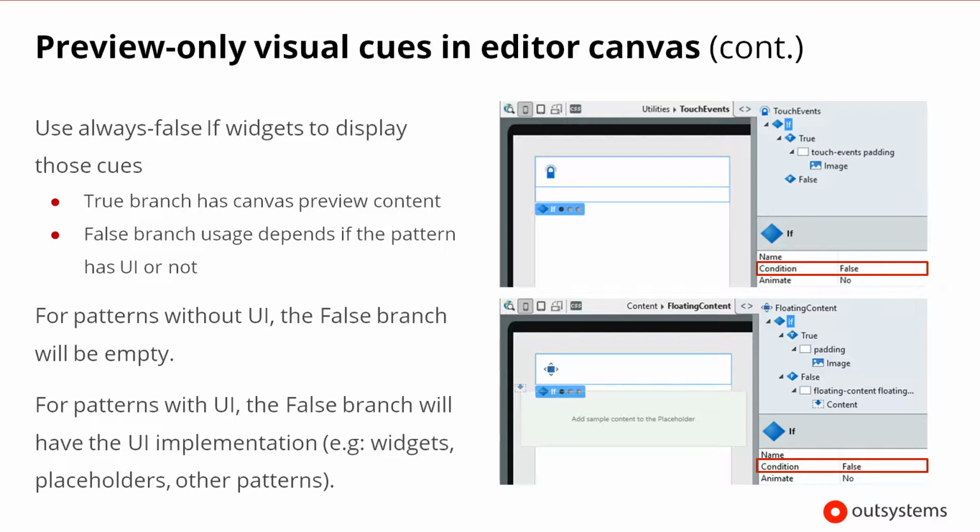This leads to two different kinds of possible behaviors depending on if the pattern does or does not have a UI. For patterns without UI, such as SilkUI's touch events, the false branch of the if widget would be empty, while the true branch would have a preview icon or image. For patterns with UI, such as the SilkUI's floating content, the true branch would still have some preview content, but the false branch actually has the UI implementation of the patterns, such as placeholders, widgets, or other patterns.